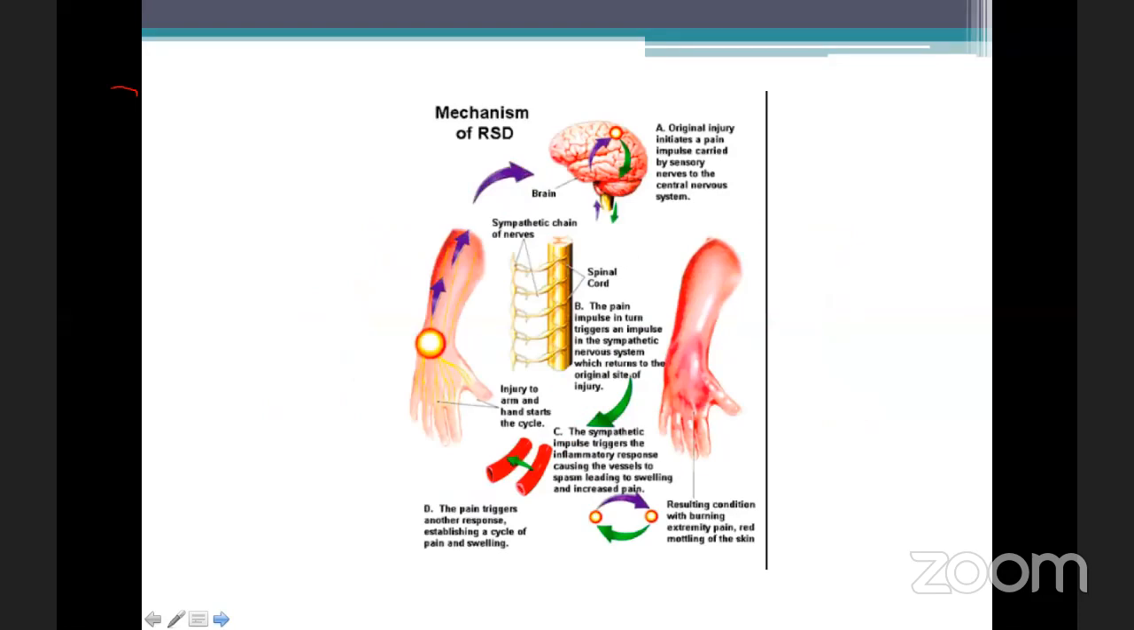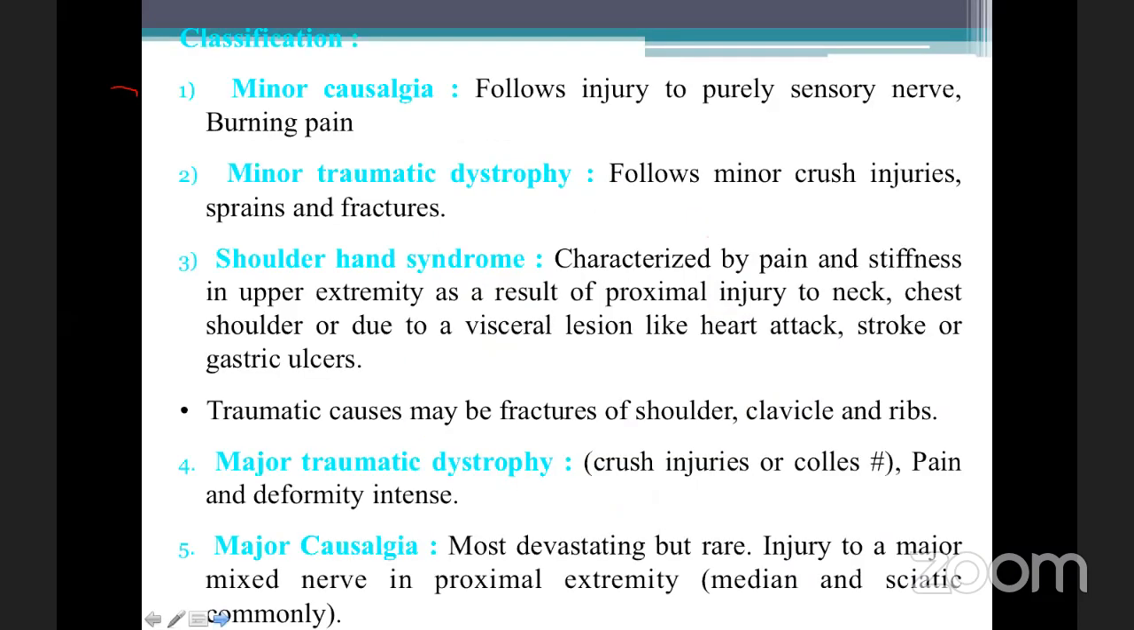Again, I've explained the same thing in a better way on the slide. There's a noxious stimulus going into the brain. From the base of the brain stem, you can see the spinal cord with the autonomic nerve ganglia. Some patients will have an increased sympathetic response, which triggers additional vasospasm and pain, which in turn triggers the inflammatory pathway. This is the basic mechanism of reflex sympathetic dystrophy. The classification system with respect to the clinical scenario is: minor causalgia, minor traumatic dystrophy, shoulder hand syndrome, when there is involvement of the other joint also, major traumatic dystrophy and major causalgia.